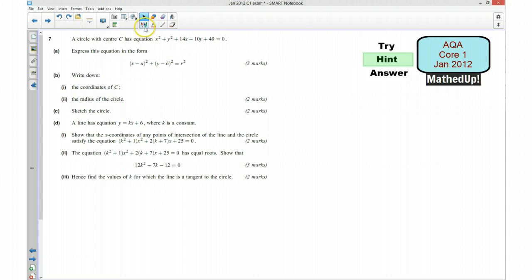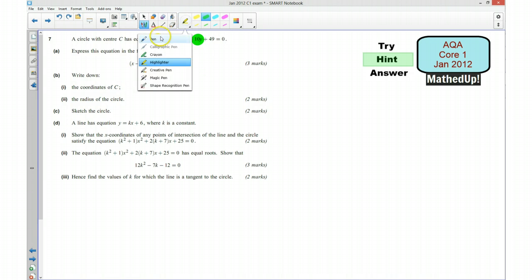In order to do that, we need to first of all take our x terms, and we want to complete the square on our x terms, which will be that one there and that one there. And then we also want to complete the square on our y terms, which will be that one there and that one there. And once we've done that, we should be able to rearrange it to look like this here.